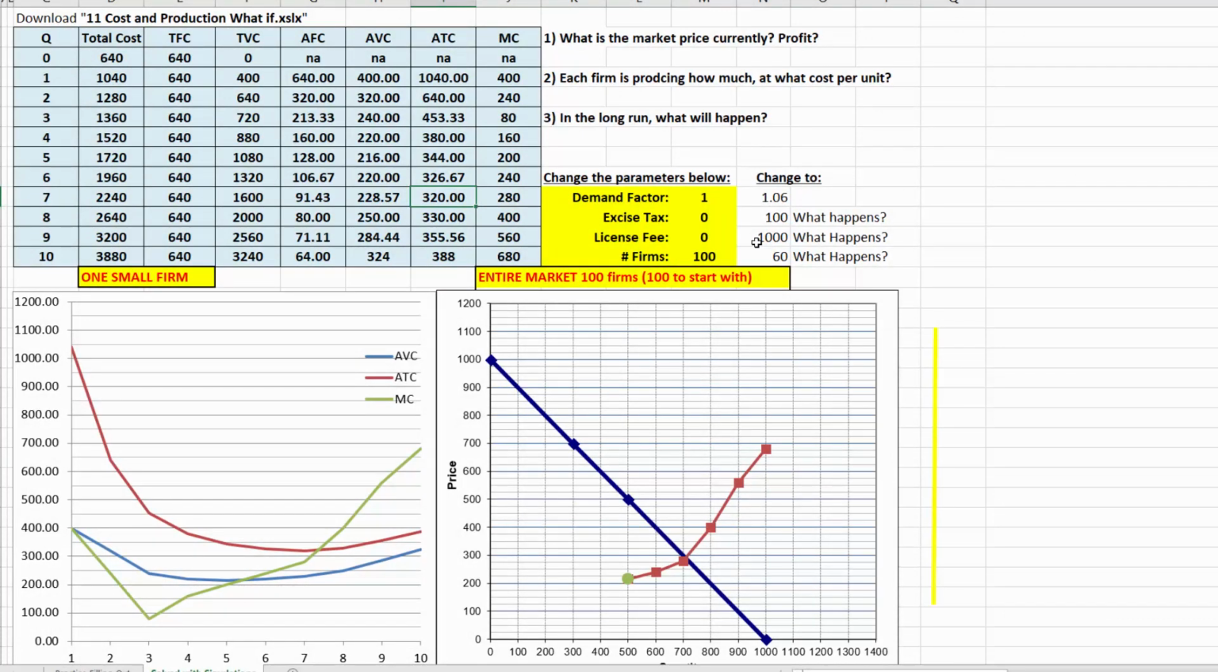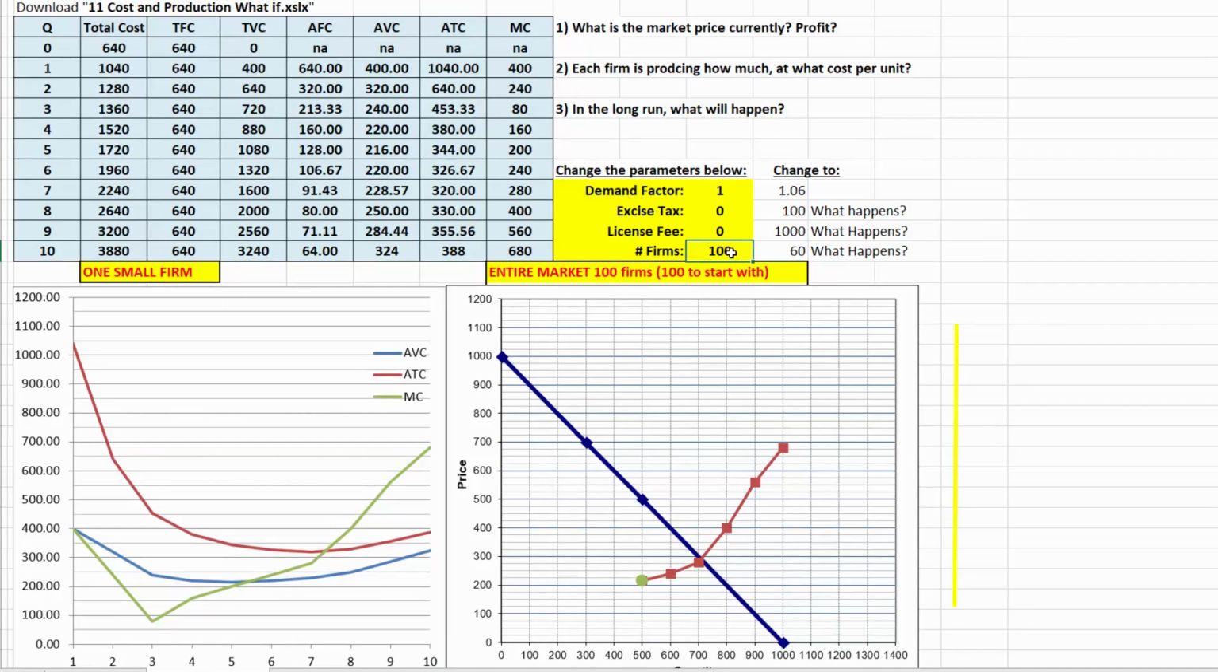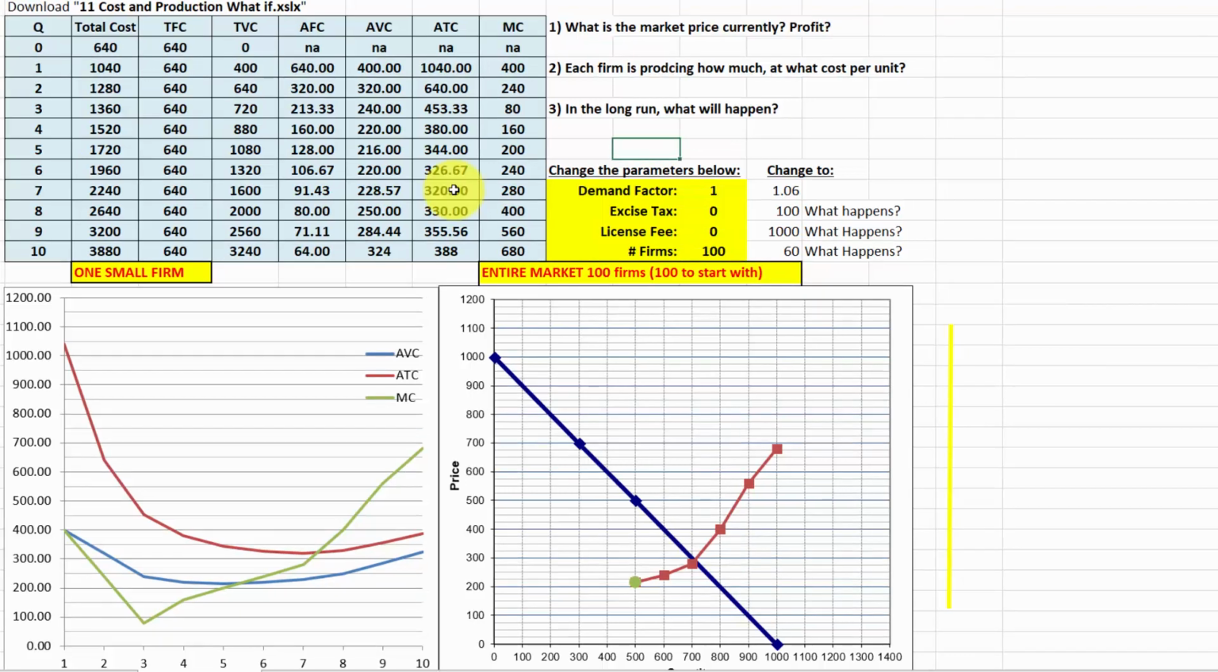So let's explore that. The way I've created this Excel sheet, there are some numbers here that say change the parameters below, and as you change these 4 numbers, you can see what would happen in the market. The first thing I want to start with is changing the number of firms. In the long run, the theory is that if today firms are losing money, firms need to exit the industry until the market price gets to where firms are breaking even, so a market price of about $320. So let's see how many firms need to drop out.